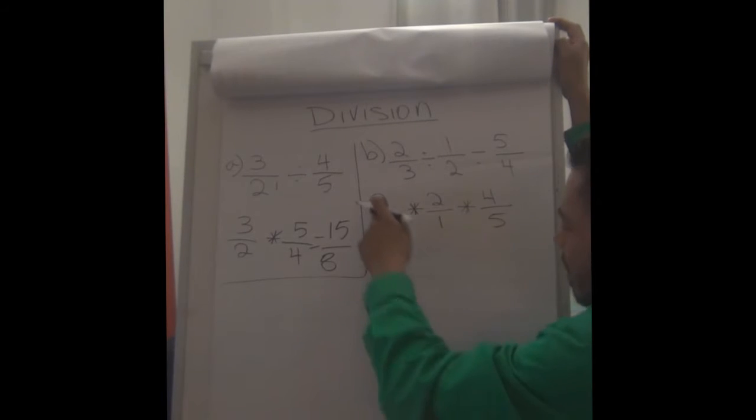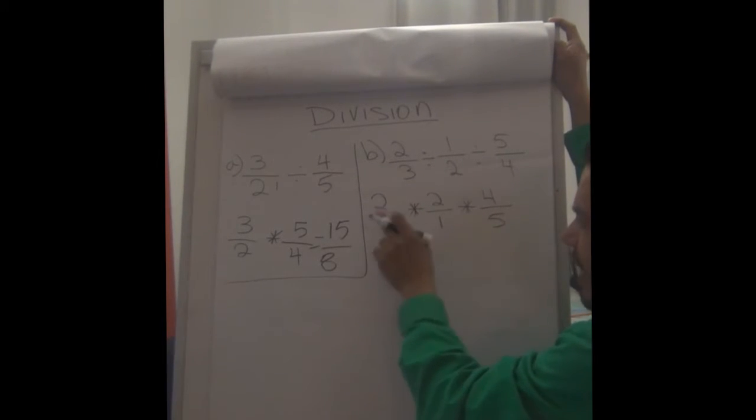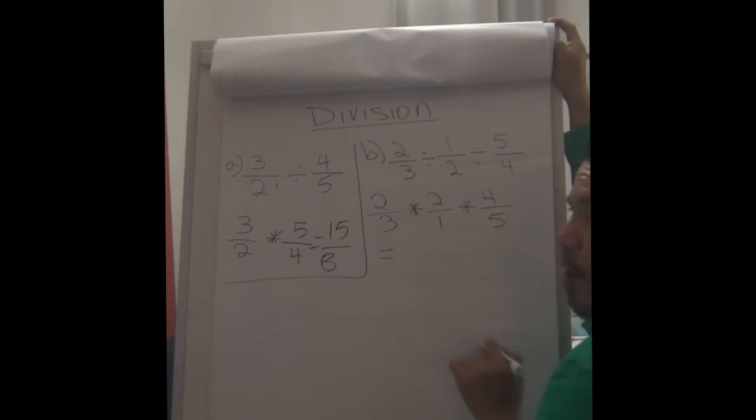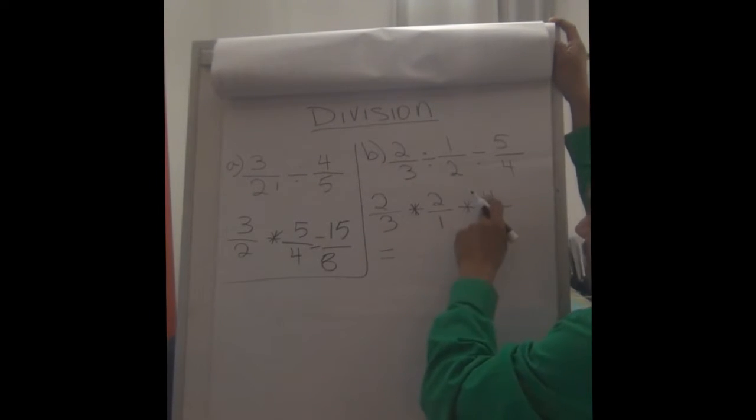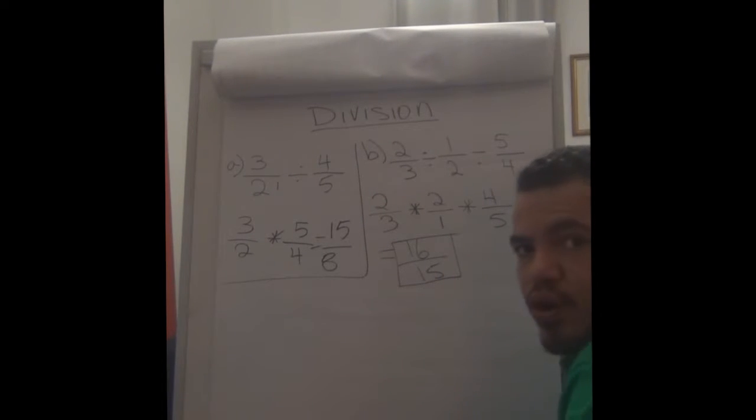Not bad, right? So now that everything is multiplication, we just go straightforward. 2 times 2, 4, times 4, 16. 3 times 1, 3, times 5, 15. And voila. That is your answer. That's basically what you get. Let's do another problem.